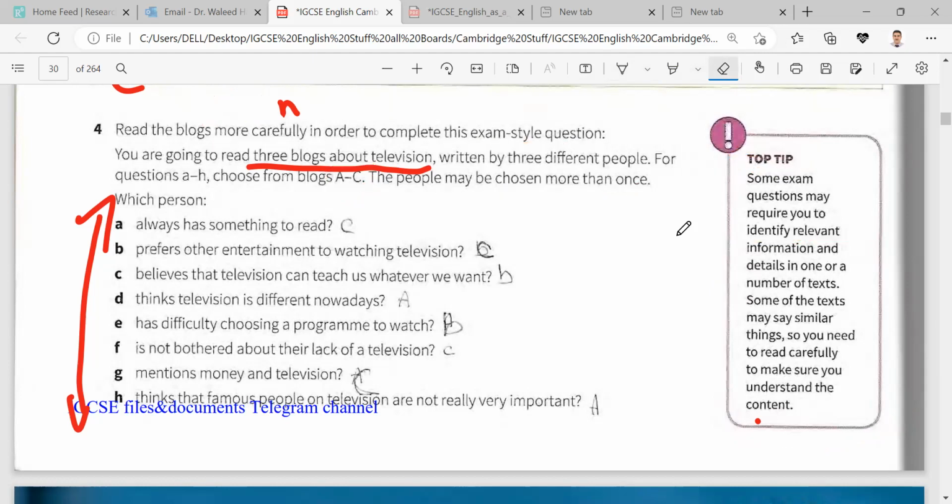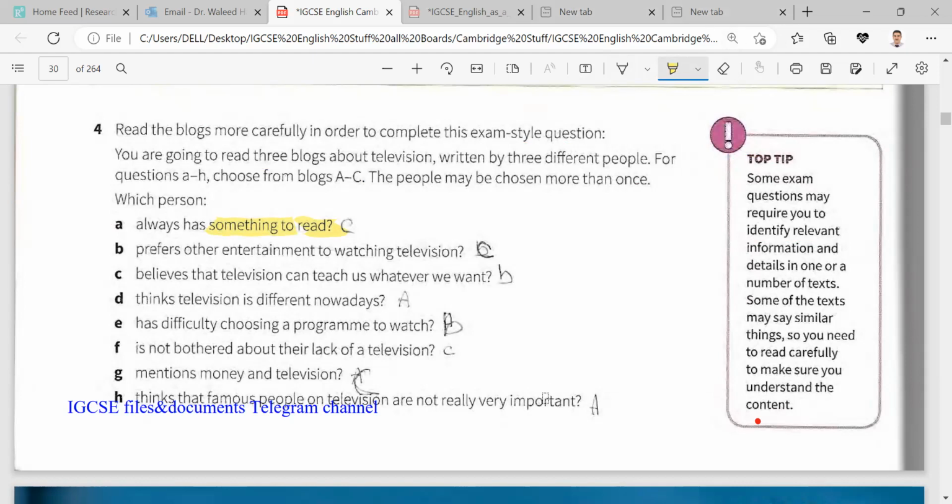A, Khalid, for example, what is the keyword for A? Always, and read. Let me highlight them. Always has something to read. So the keywords here: something, read. Right? Yes. But let me do one by one, Khalid. Let's do one by one. So, has something to read.